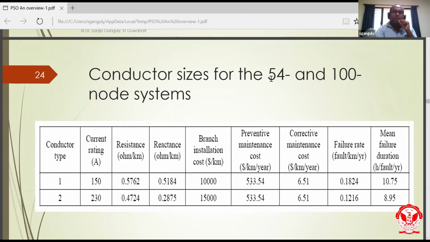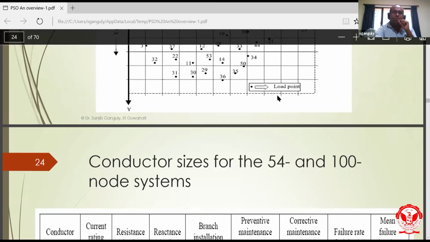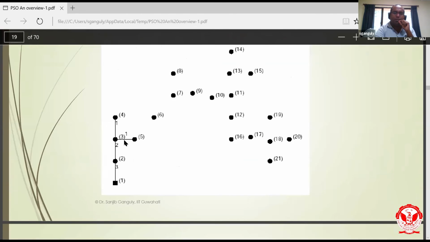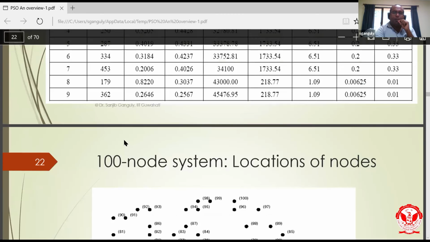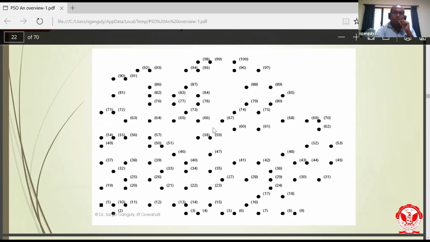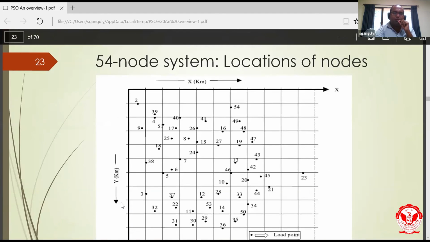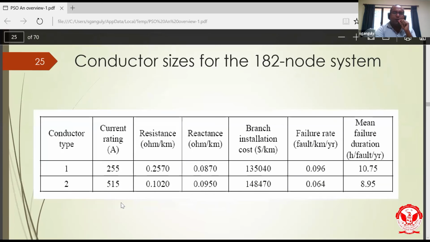Since the problem dimension is higher: in the 21 node system we have very few nodes which need to be connected with the existing network, whereas in the 100 node system I have various nodes which need to be connected. So here the problem dimension increases. The 54 node system's problem dimension is in between the 21 node and 100 node systems, and in the 182 node system we have even more nodes.